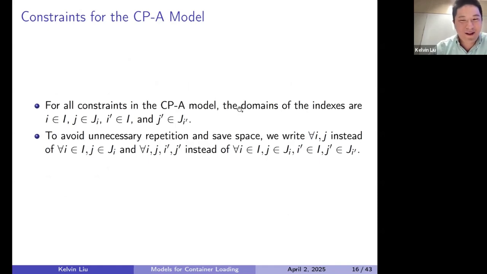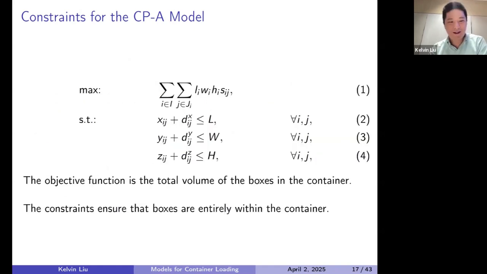Again, for all the constraints, I use these indices, and I use for all Ij instead of for all I and J, and I prime J prime as shorthand to write the constraints a bit more briefly. I will not go into detail about exactly how each of these constraints work, but I will talk about what they do. The objective function here is just recording the total volume of the boxes in the container, which of course we want to maximize.